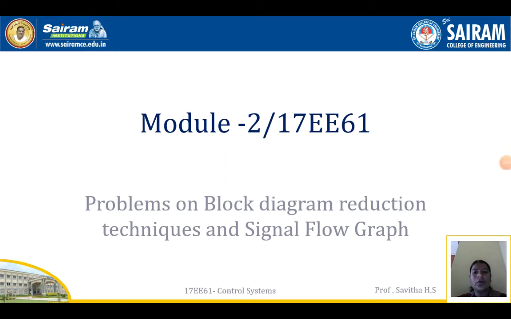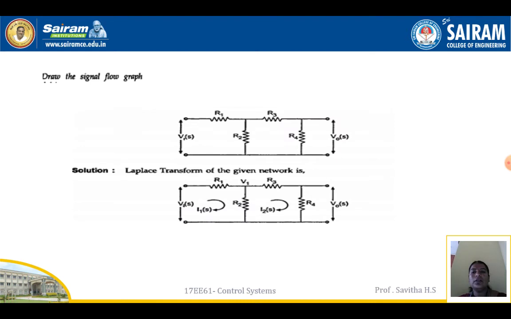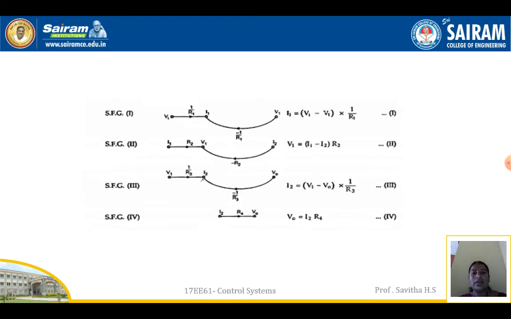We'll continue the problems on block diagram reduction techniques and signal flow graph. Draw the signal flow graph. Given a diagram consisting of four resistors, the Laplace transform of the given network has input V1 of s, output V0 of s, and currents I1 of s and I2 of s.